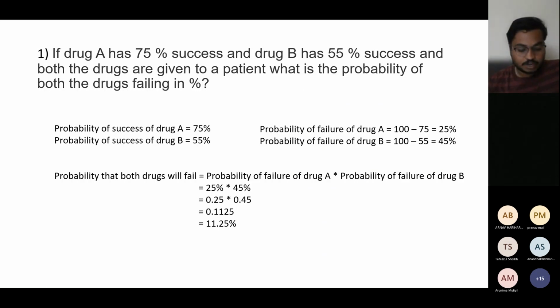Then we need to find the probability that both of the drugs will fail. The probability that both of the drugs will fail is equal to the probability of drug A failing and the probability of drug B failing at the same time. So that is the probability of failure of drug A multiplied by the probability of failure of drug B. That's 25% into 45%, which comes out to about 11.25%. So the answer is 11.25. The two people, I guess Biswajit and Sonali, you had doubts in the first question, right?